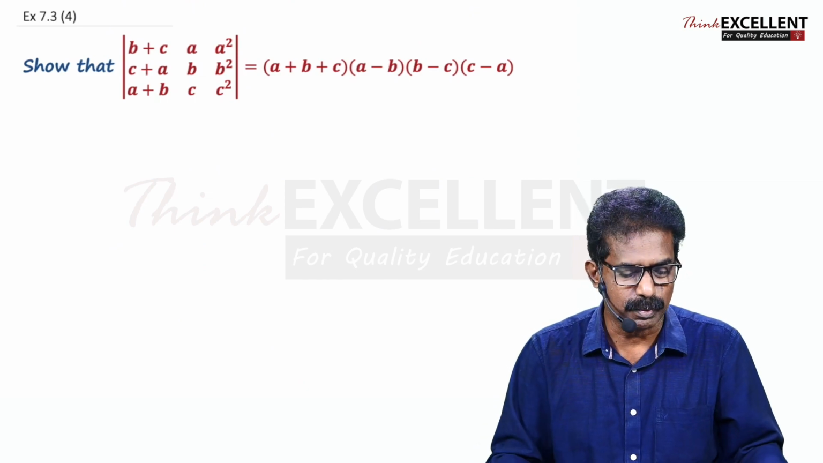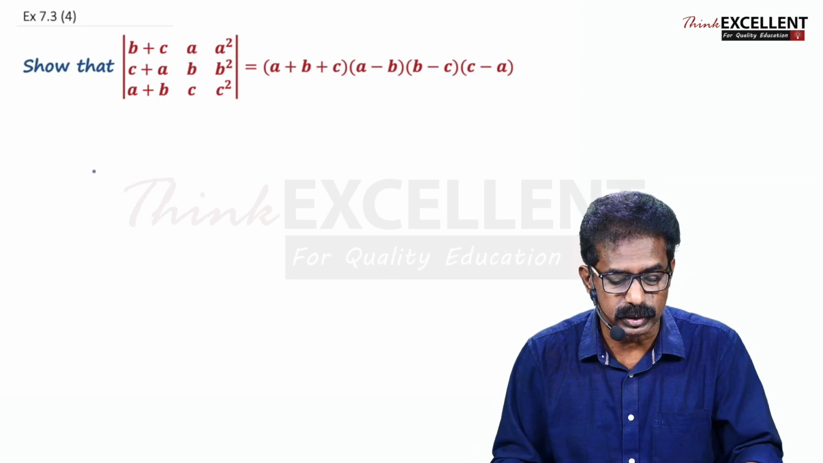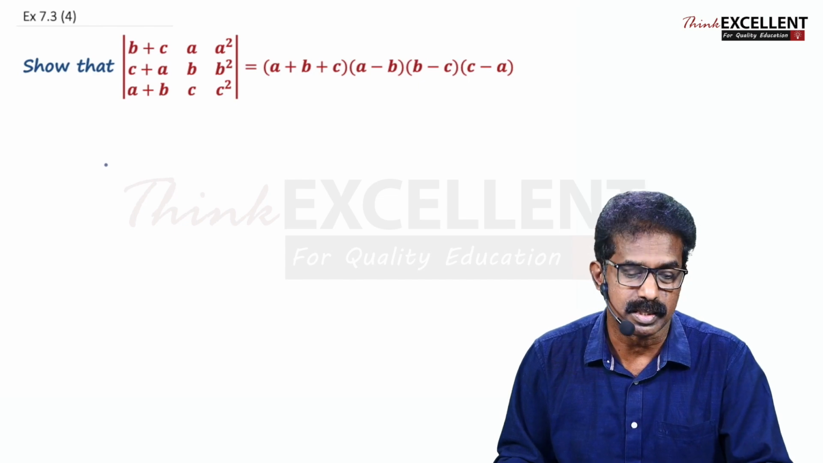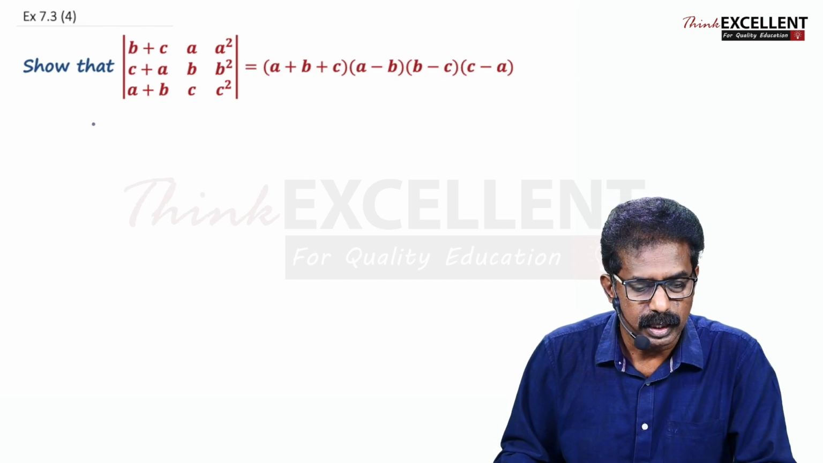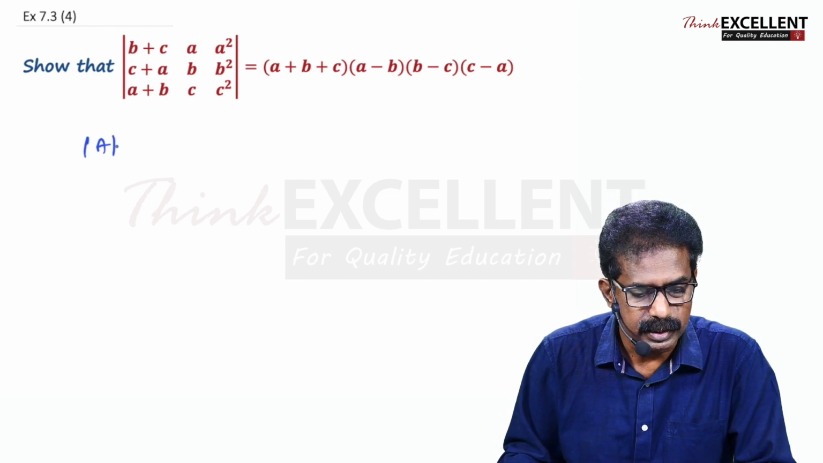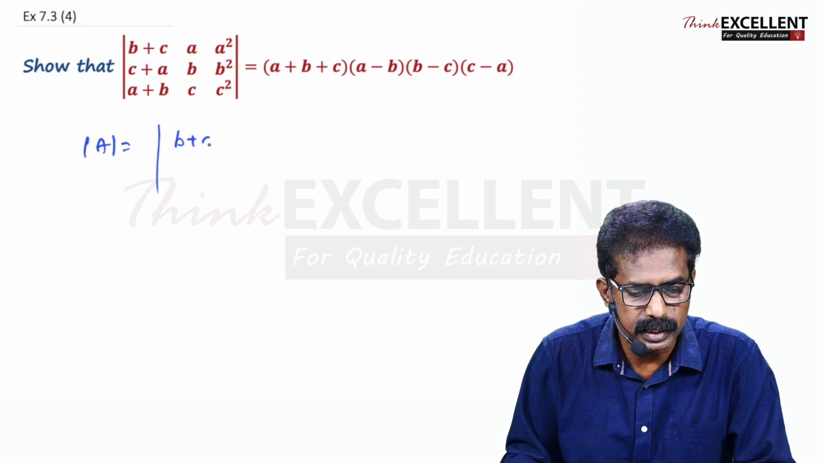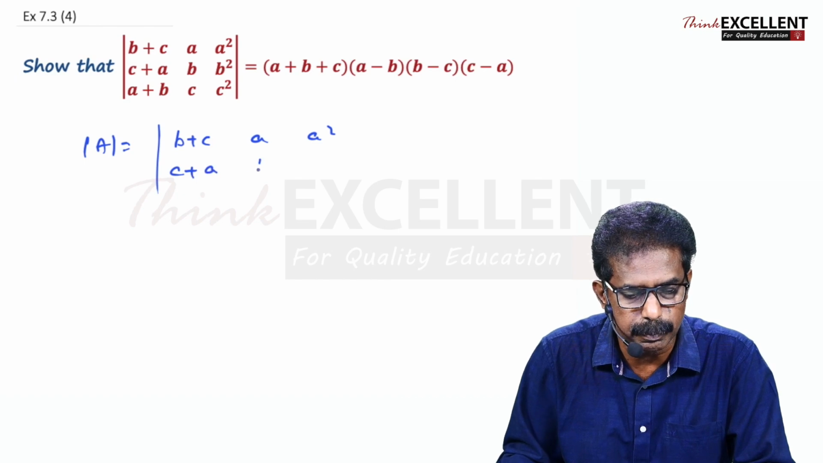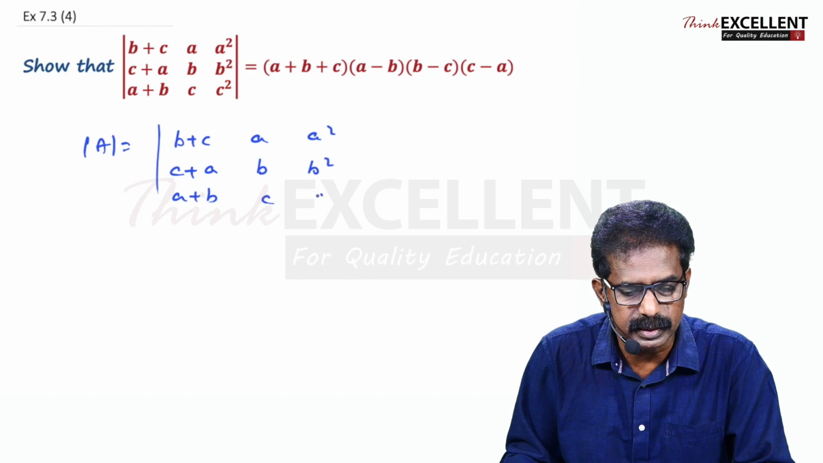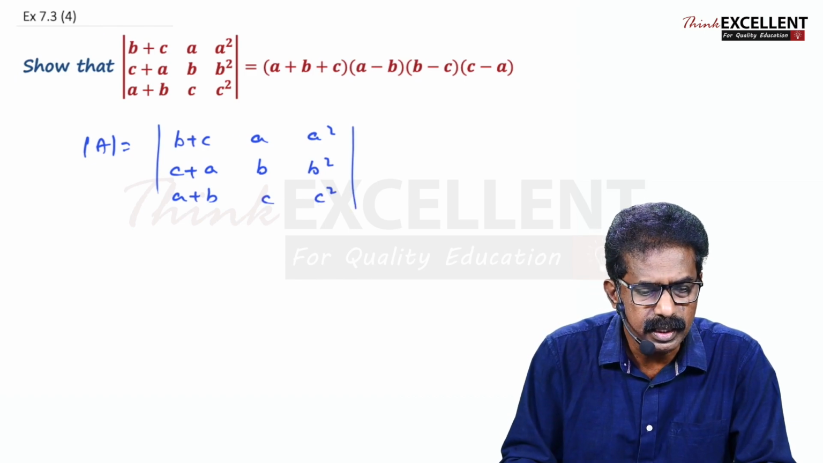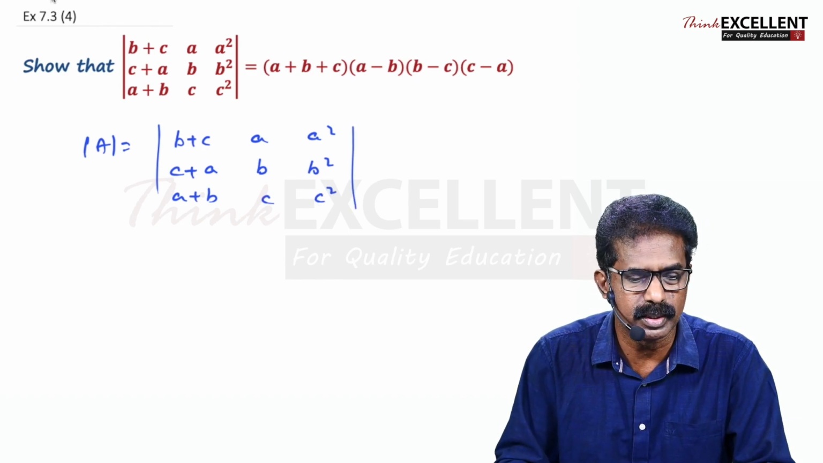Now straight away we can do that, because we already did one question and I explained all the results related to that. Okay, we take the determinant. Determinant A is equal to B plus C, A square, C plus A, B square, A plus B, C square. By seeing the answer, you can decide what we have to substitute, right?